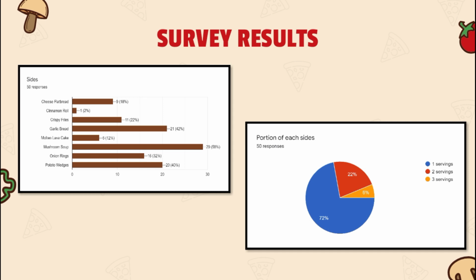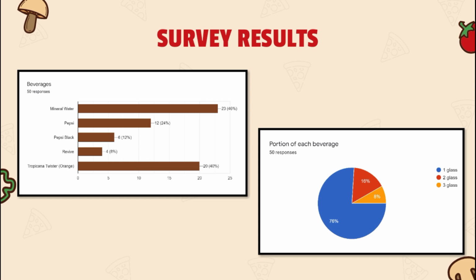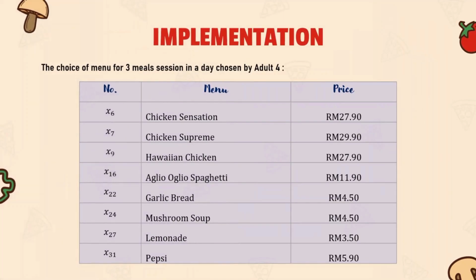Okay, the next is beverage at Pizza Hut. One glass has 76%, two glasses have 16%, and three glasses 8%. The favorite is mineral water, with 23 respondents, and the least favorite is Revive, with only 4 respondents. So this is about the survey result.